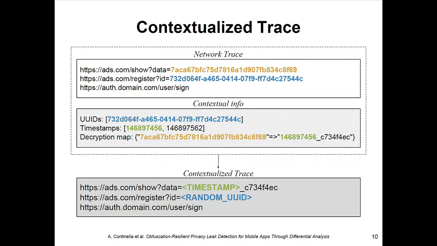And leveraging this contextual information, we build what we call a contextualized trace, that is basically a merge between this contextual information and the network traces. So in this example, we have in our network trace 3 requests, and we also collected some contextual information. And thanks to this data, we are able to decrypt encrypted content. Then we can also identify and label timestamps and identify and label random identifiers. So in this way, we can explain this non-determinism.